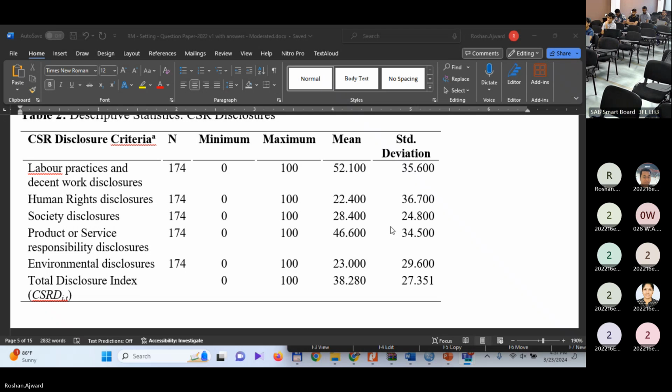Because it has the highest mean. From 0 to 100 scale, they have measured these disclosures in 174 companies. So on average, 52.1% is labor related disclosure. What's the poorest disclosure? Human rights. So those kind of insights you should be able to notice.